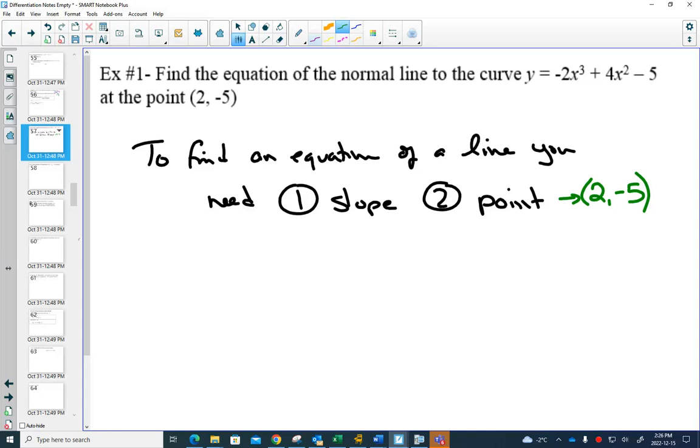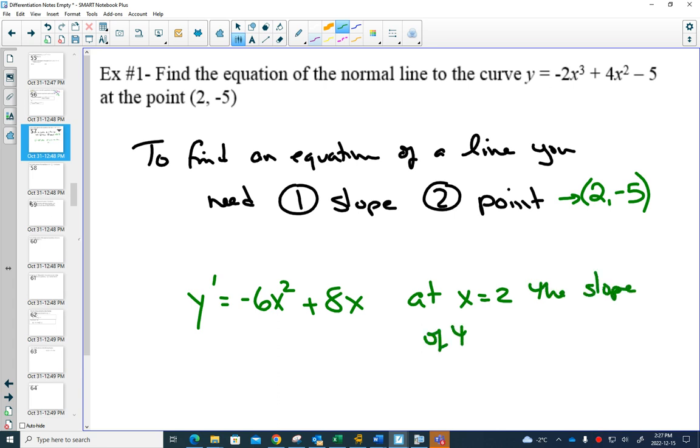So finding our derivative, in this case, really easy. 3 comes out in front. Subtract 1 from the exponent. 2 comes out in front. Subtract 1 from the exponent. The derivative of -5 is 0. And at x equals 2, the slope of the tangent is, well, we just plug in 2. And you see that you would have -24 plus 16, -8.